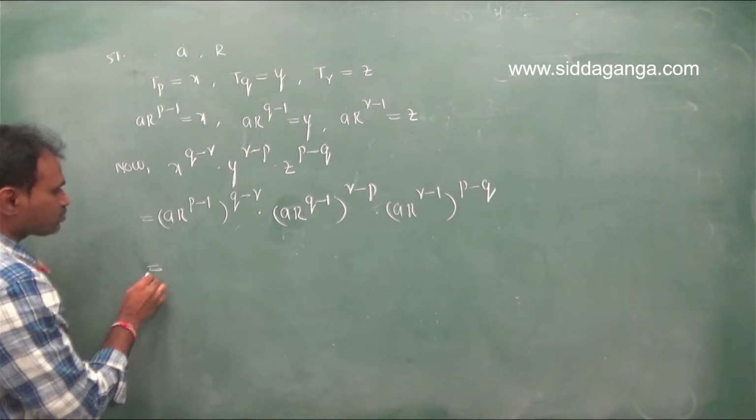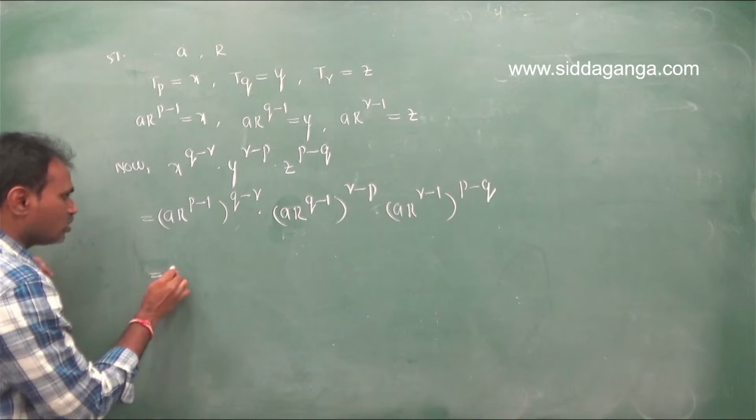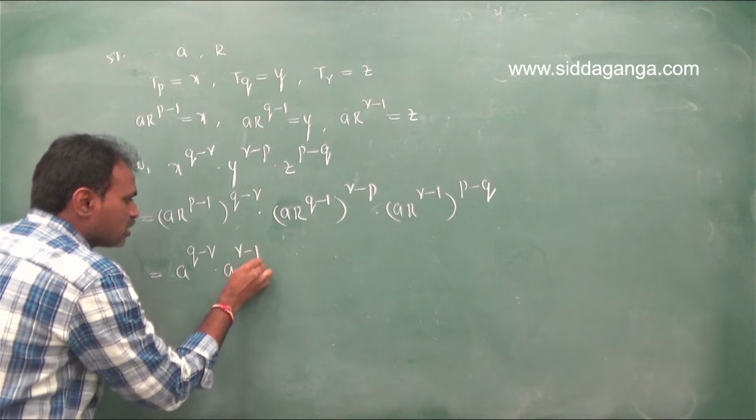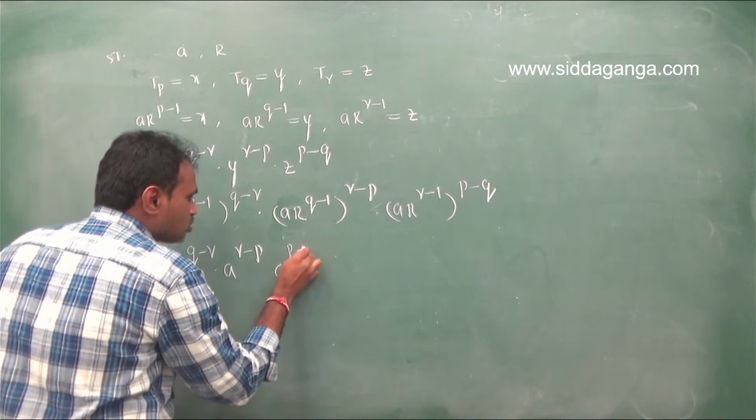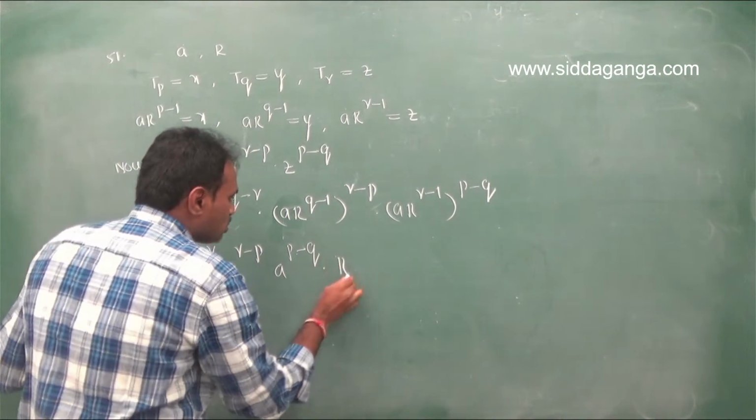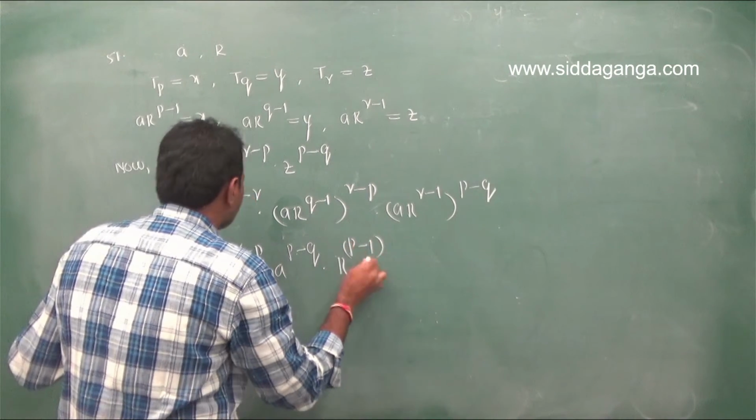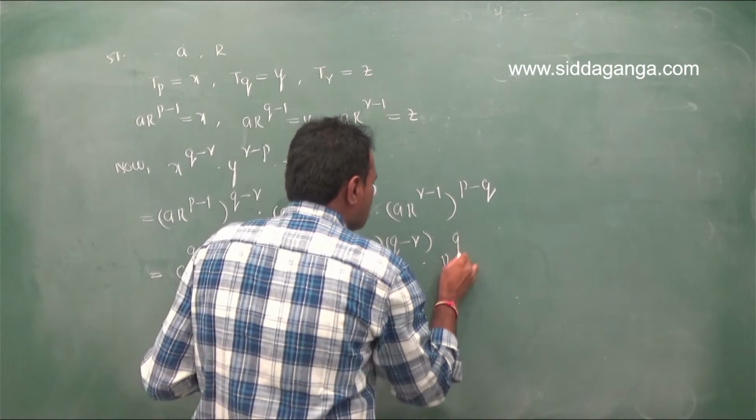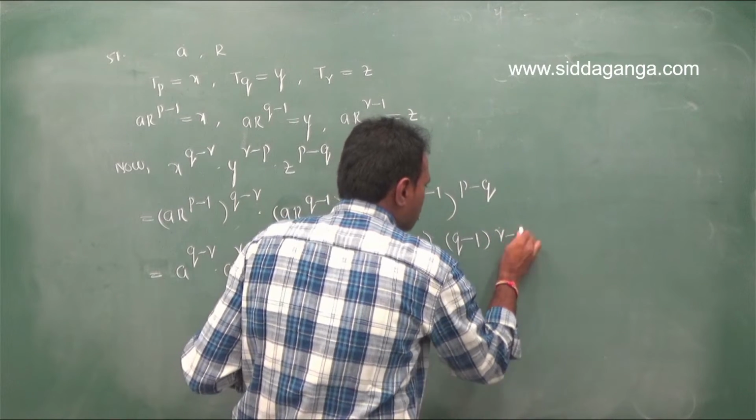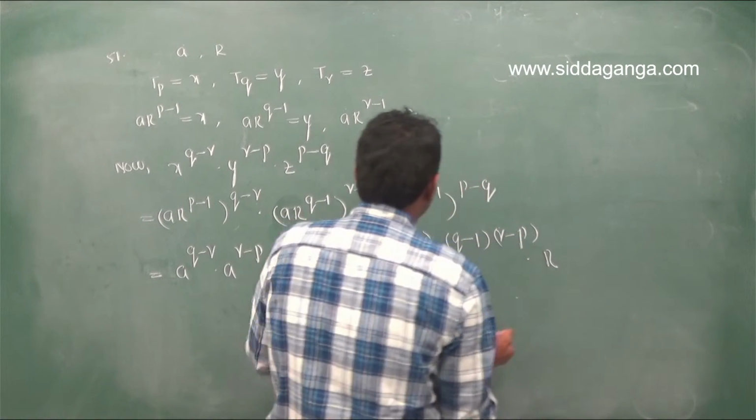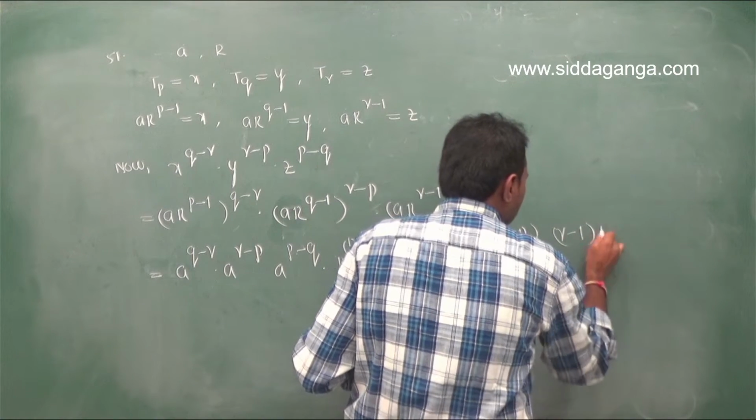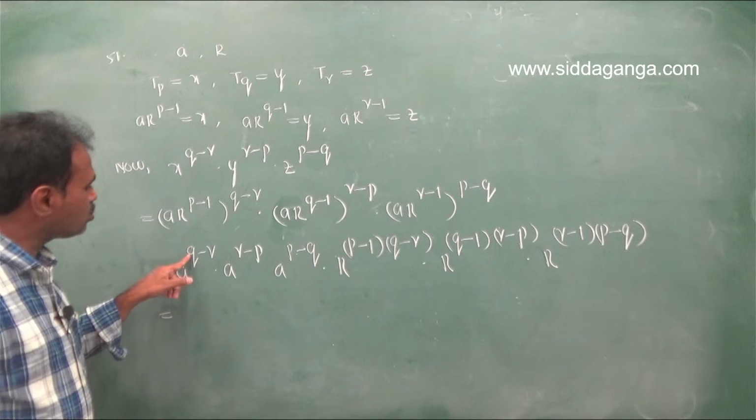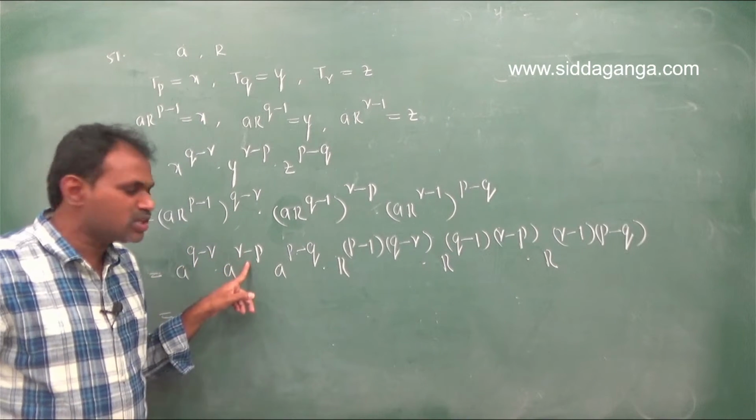It is equal to a power q minus r into a power r minus p into a power p minus q into r power p minus 1 into q minus r into r power q minus 1 into r minus p into r power r minus 1 into p minus q. Now if you observe here, a power q minus r, a power r minus p, a power p minus q.